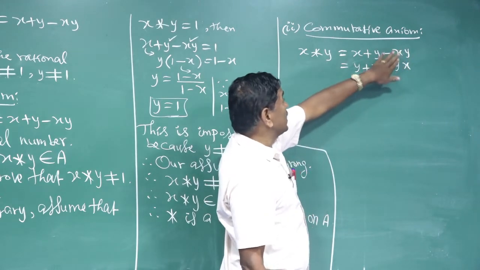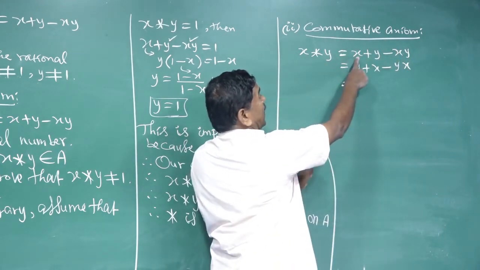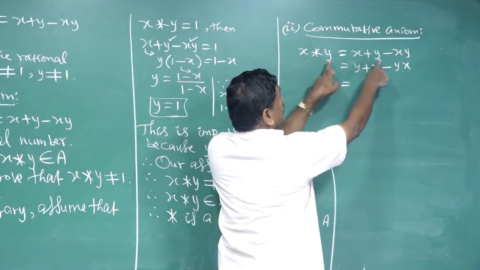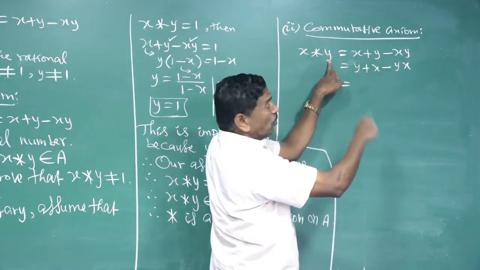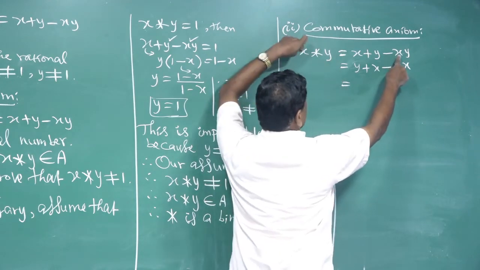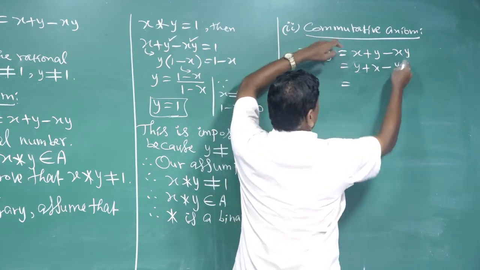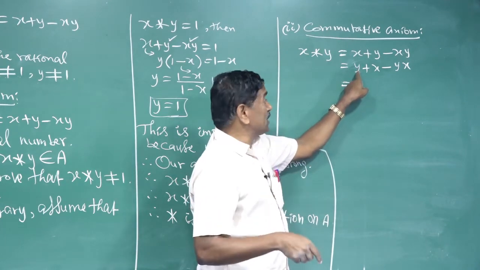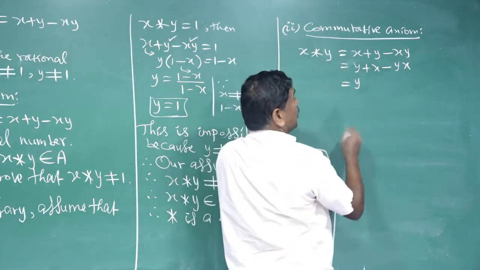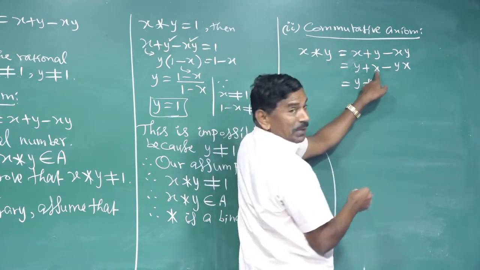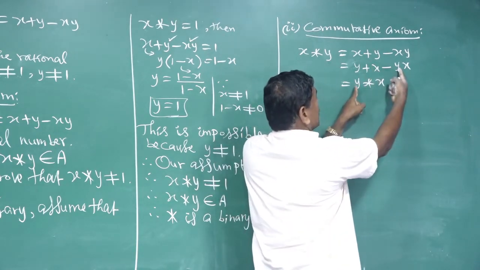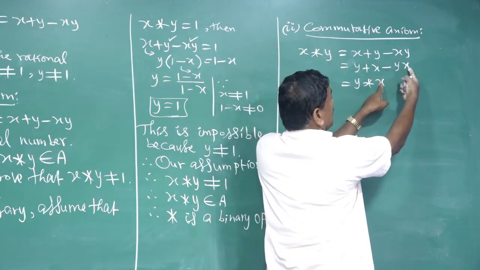xy. Here the first element is x, so on the left hand side the first element is x, and the second element is y. Similarly on the right, first element x, second element y. Now conversely, first element y, second element x.